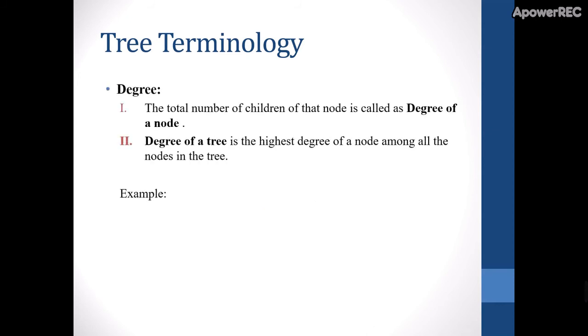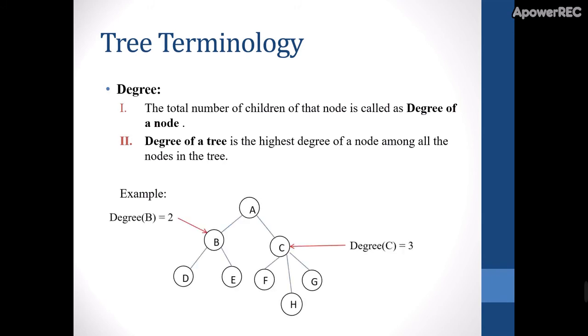Next we see degree. What is degree? The total number of children of that particular node is known as its degree. See, B has how many children? 2. In the same way, C has 3 children. So the degree of C is 3, the highest degree of a node here.